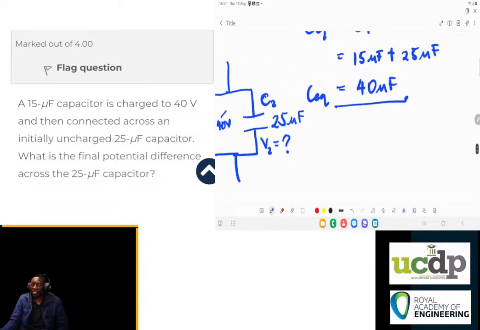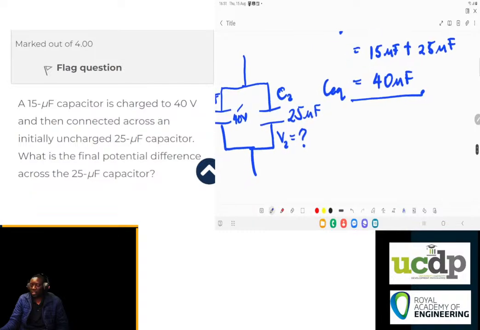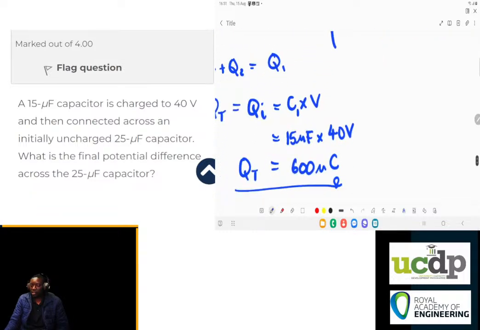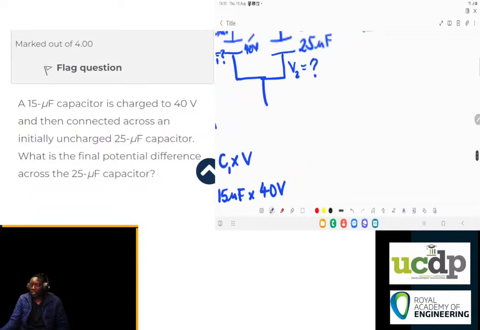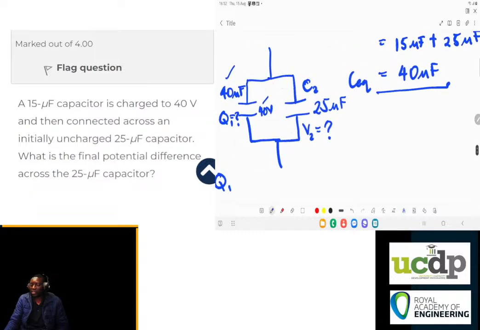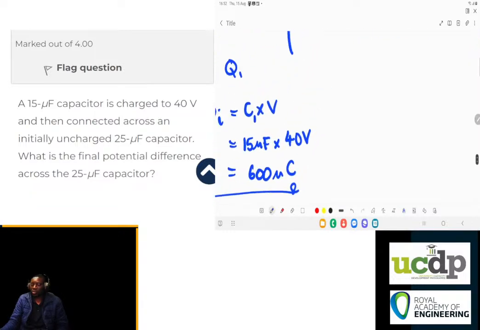So with this equivalent capacitance, we would then need to find the voltage across the equivalent capacitance. The equivalent capacitance simply represents the two as a single capacitance. If we had only one capacitor there, it would be an equivalent 40 microfarad capacitor, and the charge within it will be 600 microcoulombs. What will be the voltage?